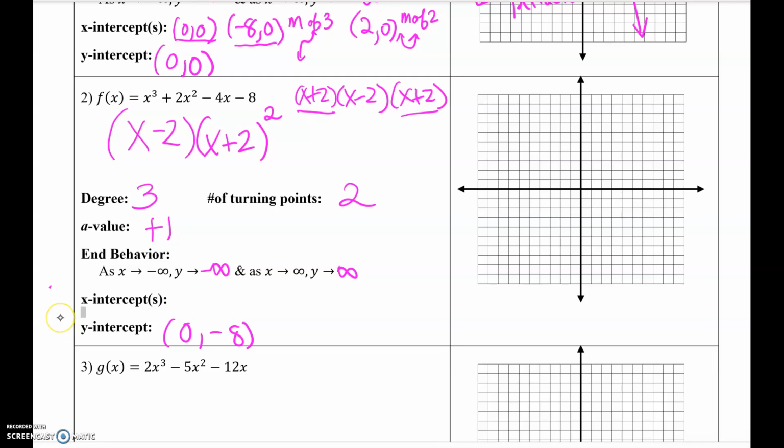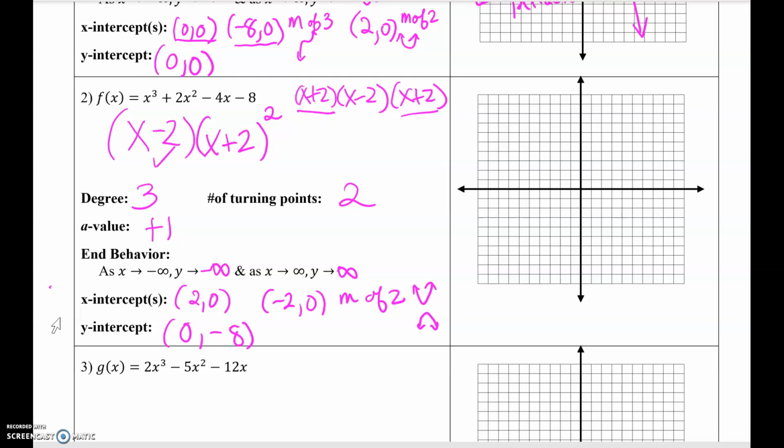And so that's going to give me my x-intercepts at 2, comma 0, and then at negative 2, comma 0 with a multiplicity of 2, which just means there's going to be a bounce. I don't know if it's going to be a bounce up or a bounce down, but there's going to be one. So plotting my intercept at positive 2. Oh, my graph is being a little bit weird. Okay, so I was able to plot my intercepts.